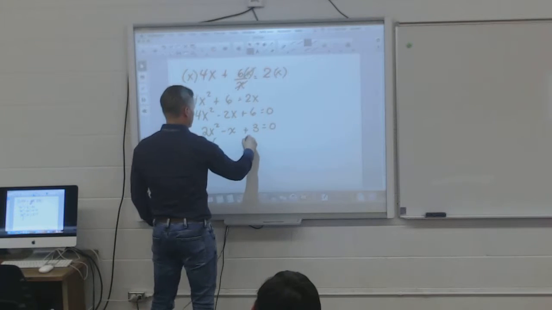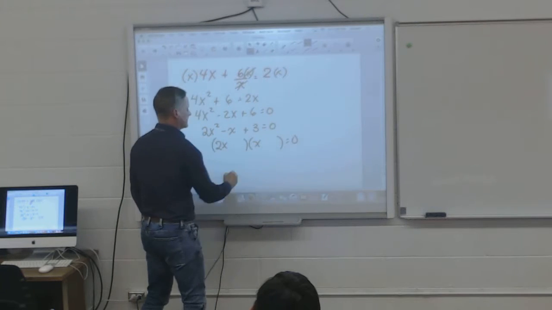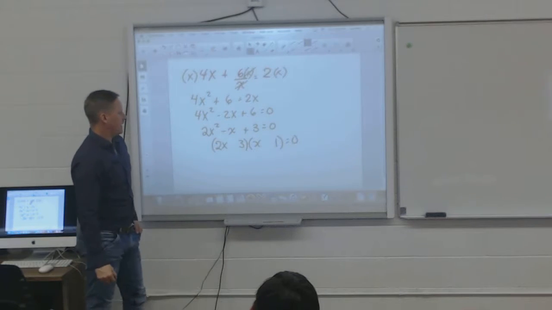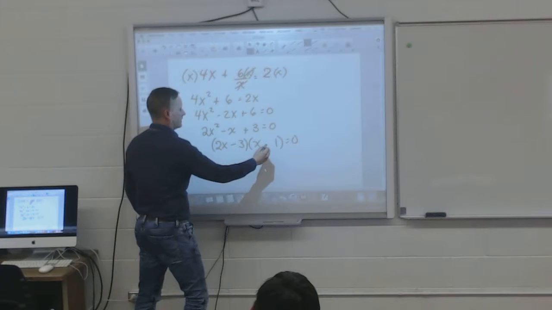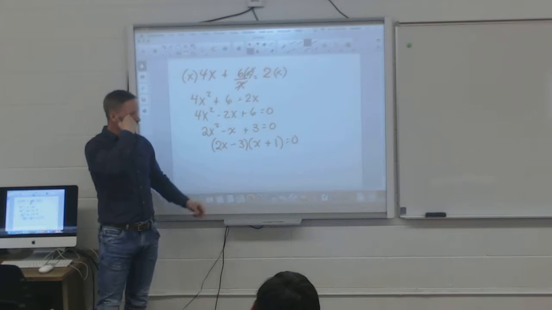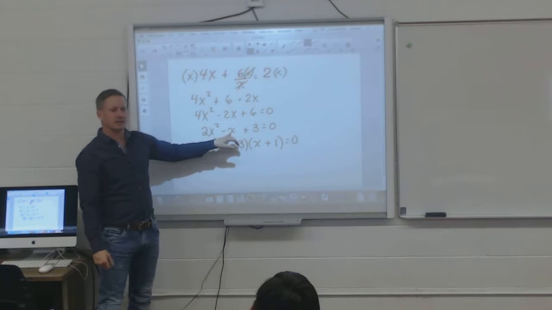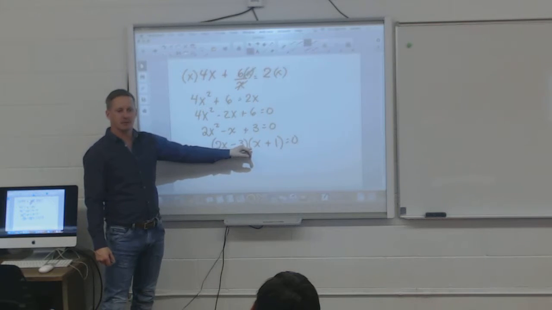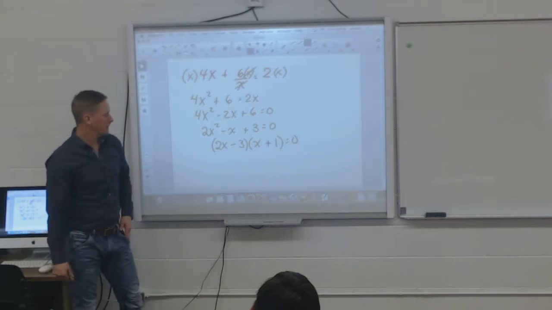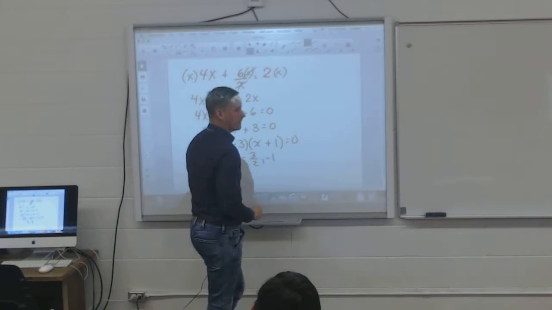It's factorable. 2x, 1x. I'm going to put the 3 here and 1 here. Now again, I'm doing this in my head because I know what the outcome I want. Okay, so I just factored it. The only factors of 2x are 2x and x, and the only factors of 3 are 3 and 1. And I need it to be a negative x. So negative 3 times x is negative 3x. 2x times 1 is 2x. So when I subtract them, I get negative x. So then x, therefore, is equal to 3 over 2 and negative 1.